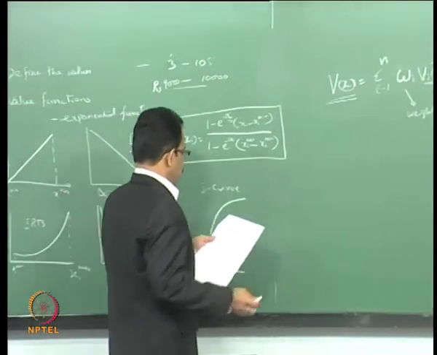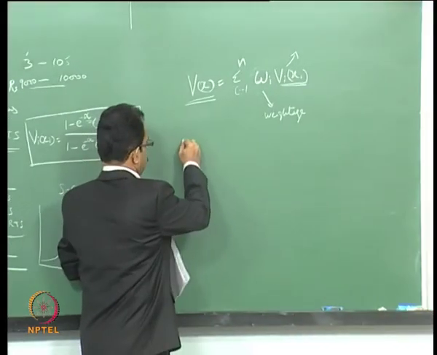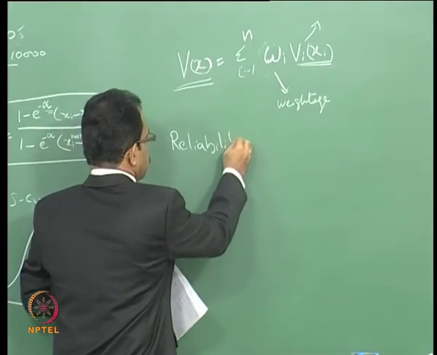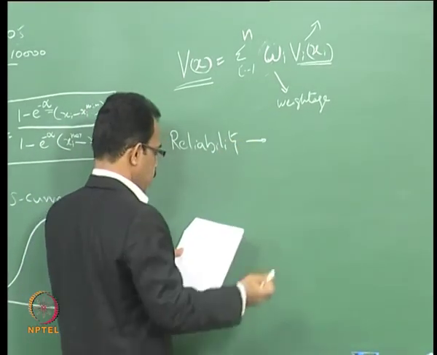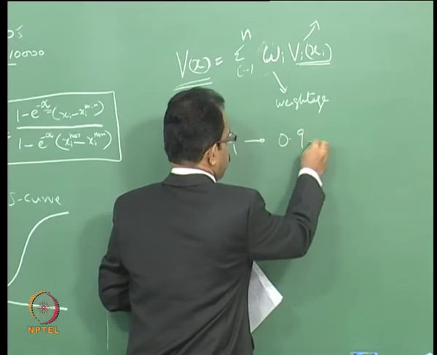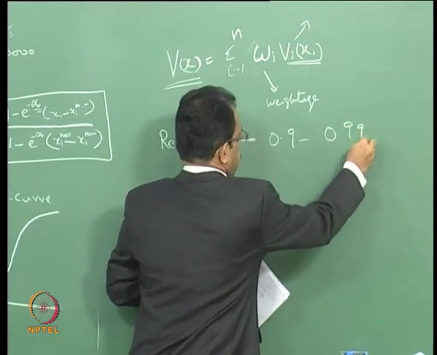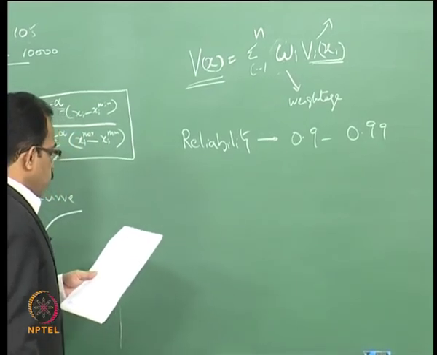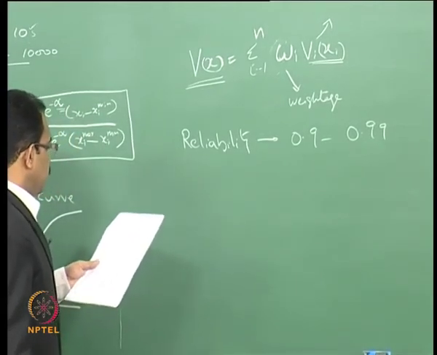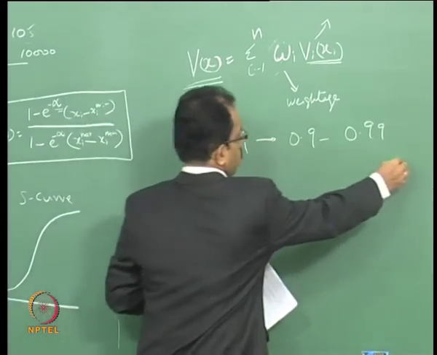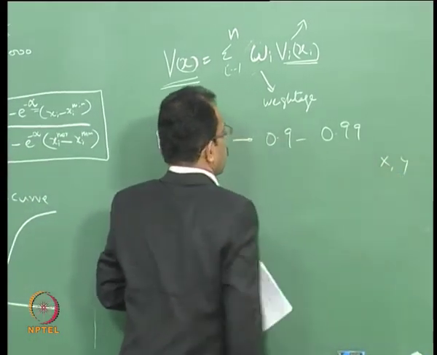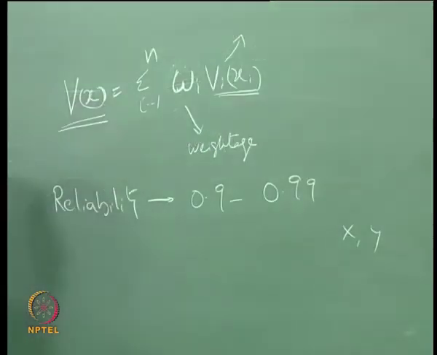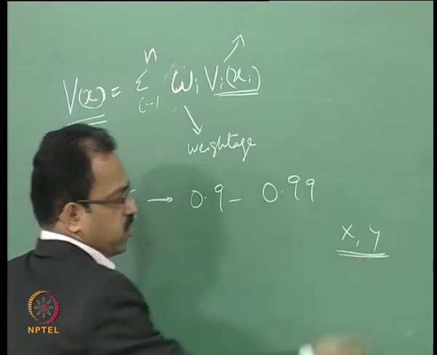Let us take the reliability of a system. Suppose you want the reliability to be between 0.9 and 0.99. That is the reliability requirement, and then we need to find out what the reliability of x and y should be. Suppose the total reliability of the system is between 0.9 and 0.99, and you have two components x and y.